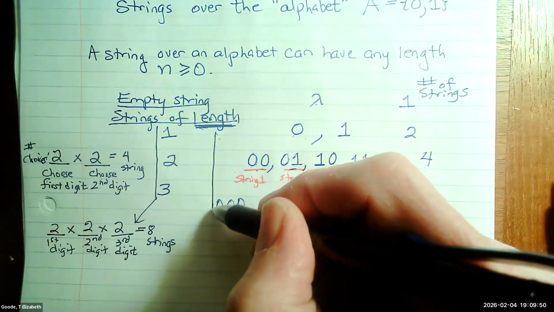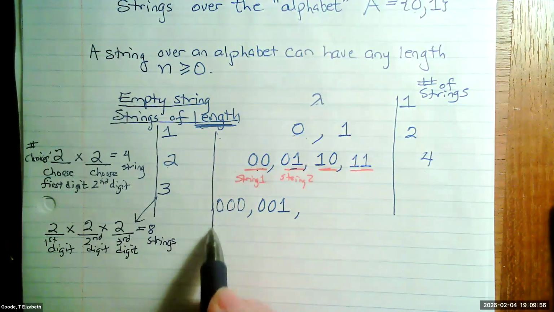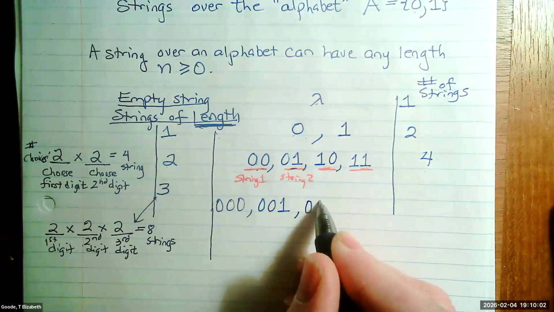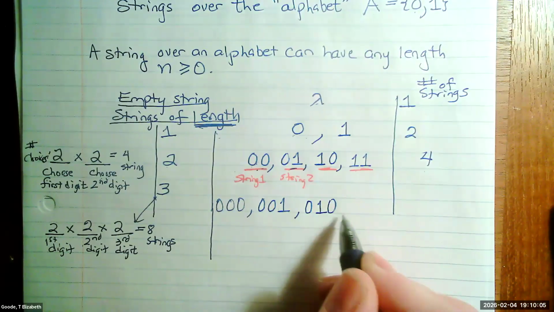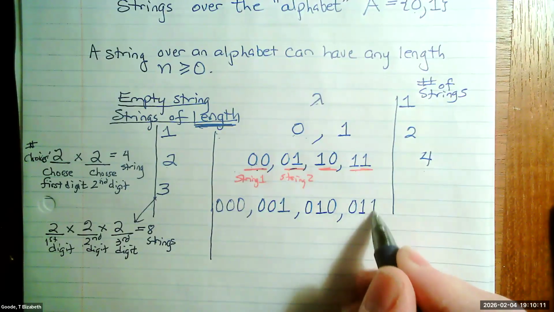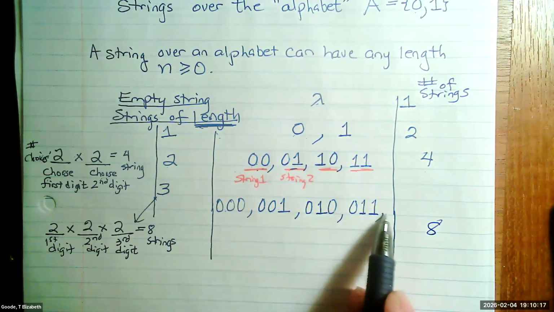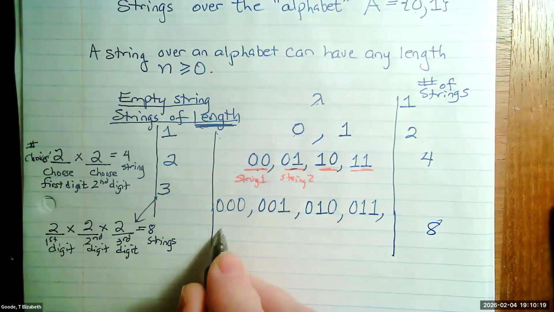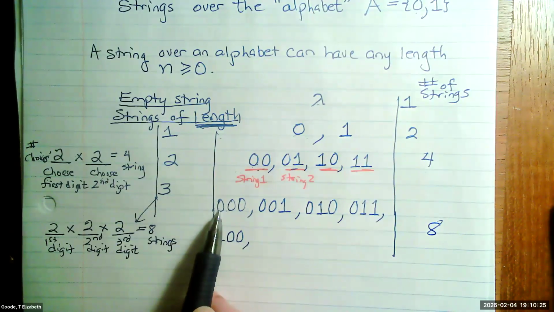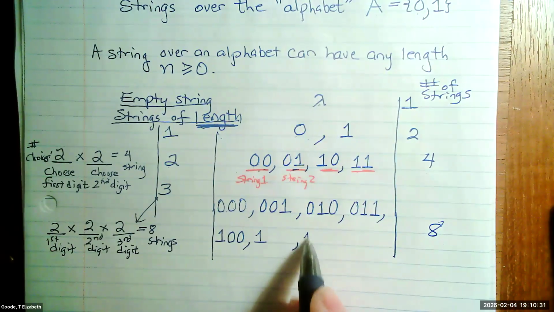But see, we have four strings of length two, but we're going to get eight strings of length three, because we could also have 010, or 001, or we could have 011. That's four of them, but we're going to find eight. These all started with 0, you see? But what if they start with a one? Now I'm just going to change this 0 to a one, and we'll get four strings that start with one.